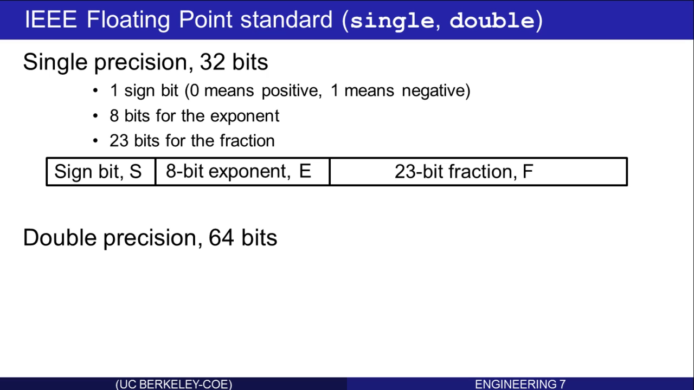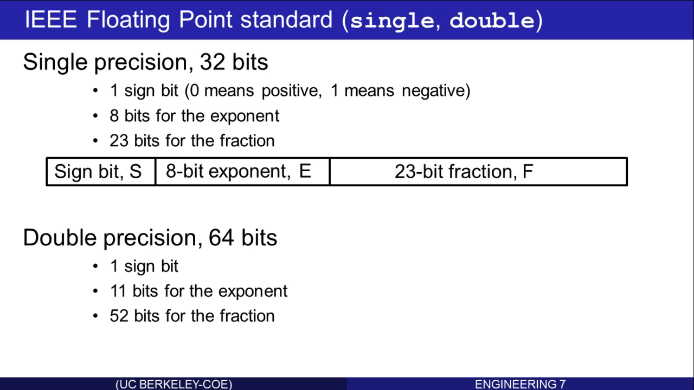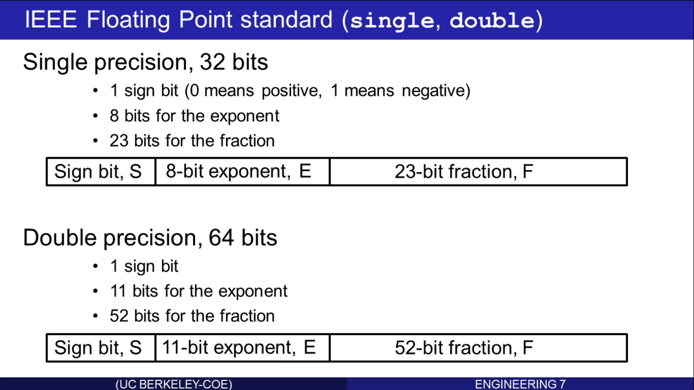Double precision is a 64-bit number: 1 bit for the sign bit, 11 bits for the exponent, giving a wider range, and 52 bits for the fraction, giving more precision. This is arranged in the same order: sign, exponent, fraction.